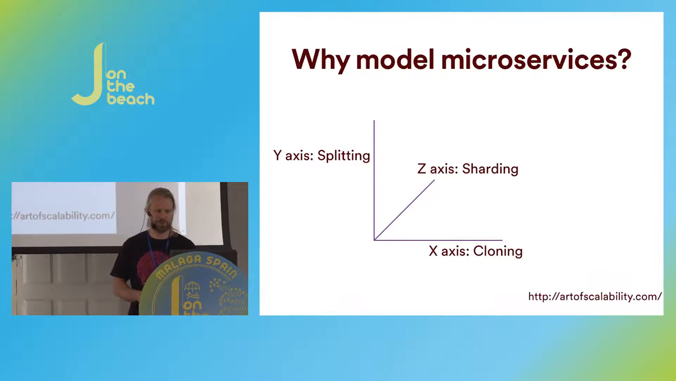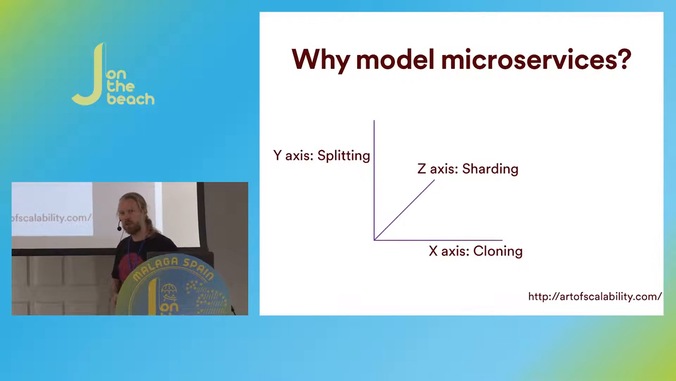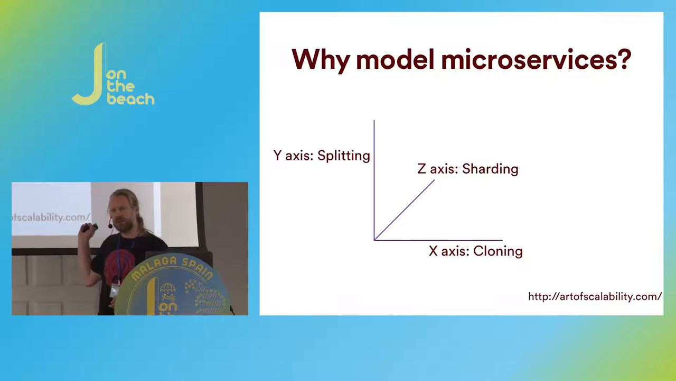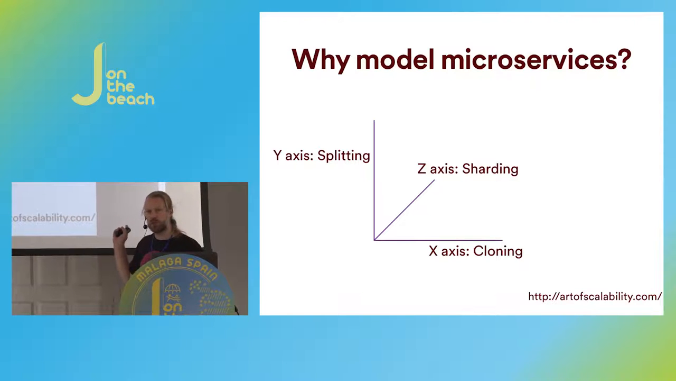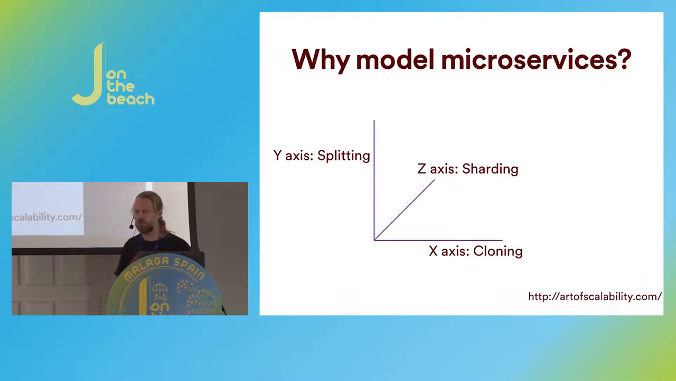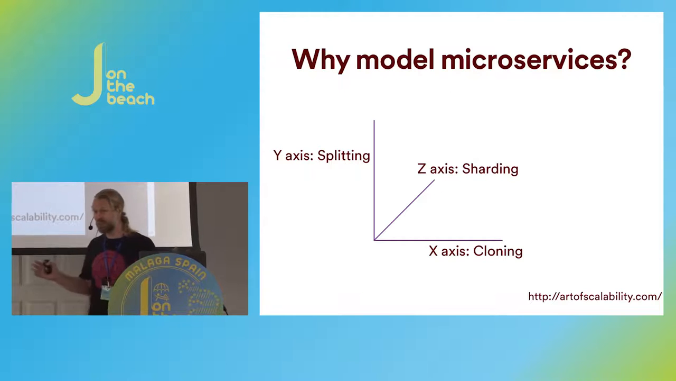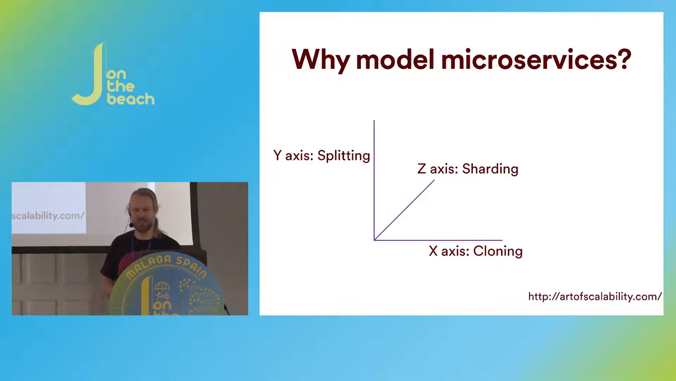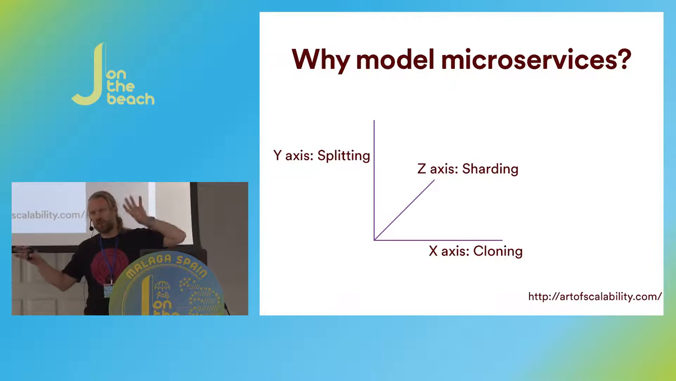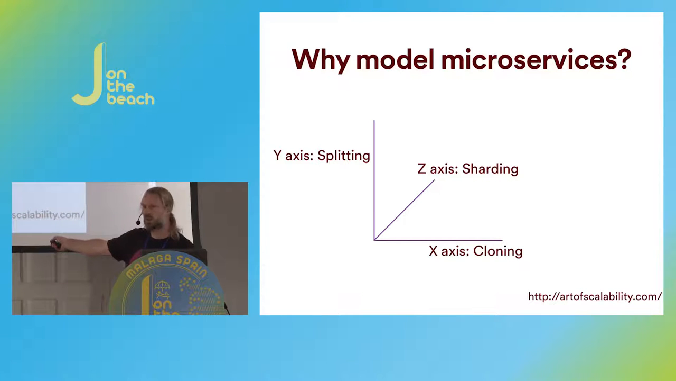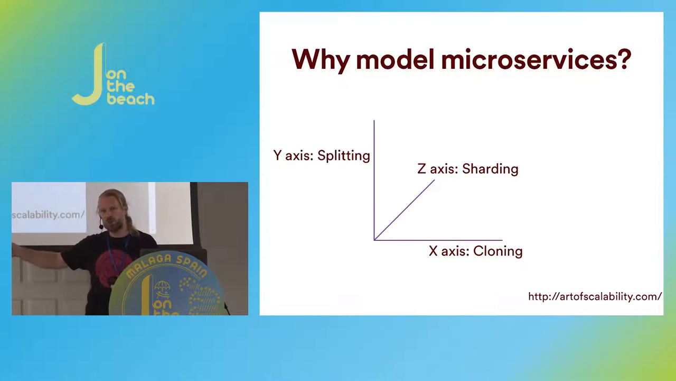So let's talk about that. Scale. This diagram is called the scalability cube. It comes from a book called The Art of Scalability, which I haven't read, but I like the picture. They basically talk about scalability on different axes. You have the x-axis, cloning, which is where you make copies of the same thing.